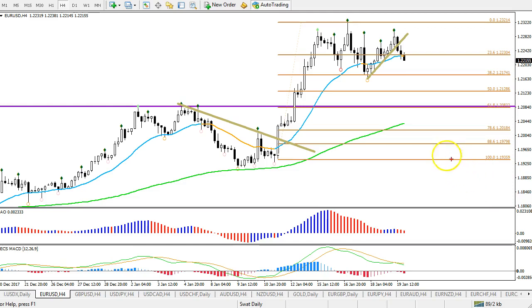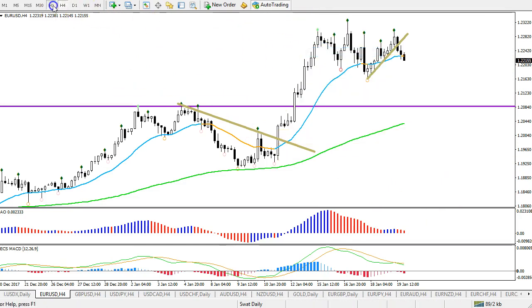Whether price will bounce or not depends very importantly on this 61.8 fib. Once again, a break below that, I think, will make the entire outlook bearish, or at least neutral, and not any more bullish on this euro dollar. And that would shake things up, of course, in that case.